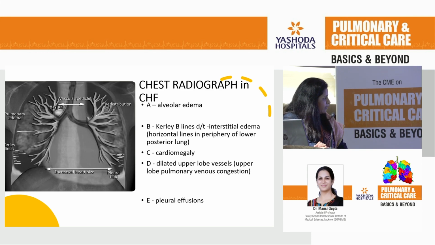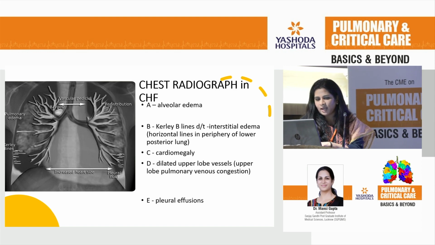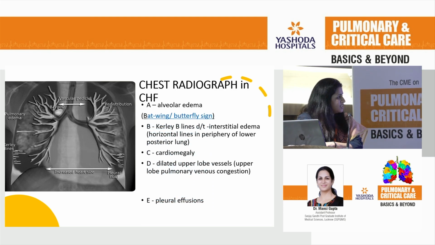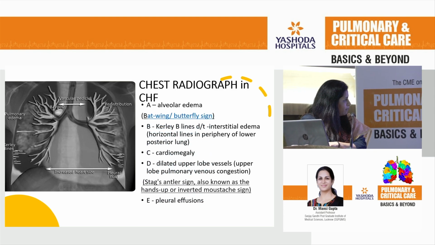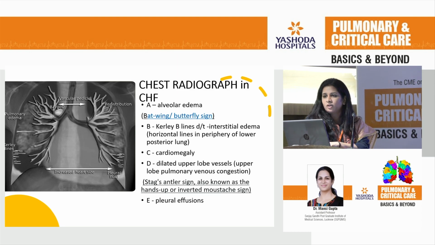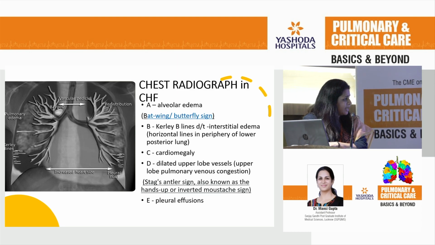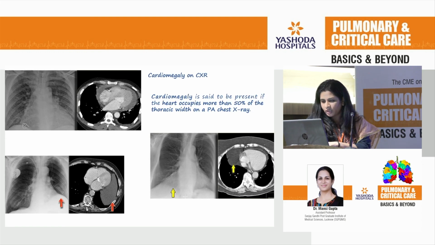Then there is cardiomegaly for C, which is increased heart size more than 50% of the thoracic border. Then dilated upper lobe vessels. This is upper lobe congestion due to pulmonary venous congestion. This is redistribution. And then there is bilateral effusion usually. So not all the findings will be found in a patient. So there are stages of a heart failure. So depending on the stage, you will get either of these things. And this is also known as bat wing or butterfly sign, and this is the cephalization of vessels as they are called. It is also known as stag antler sign or hands up sign or inverted mustache sign.